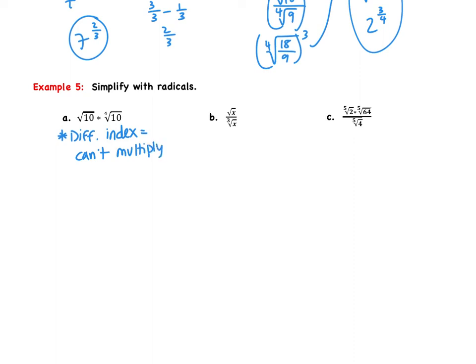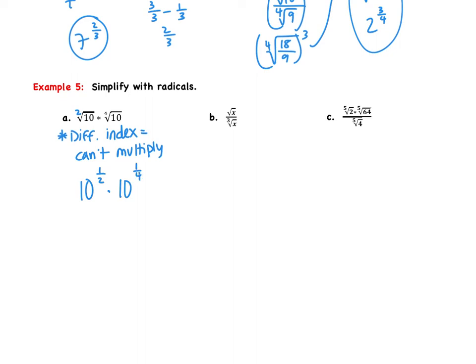Okay, that doesn't mean we're done with the problem, though. It might be helpful for us to switch forms. If we switch to exponential form, we might be able to use properties of exponents. So on this first one, there's an index of 2. It's just not written. So that's 10 to the power 1/2 times 10 to the power 1/4.